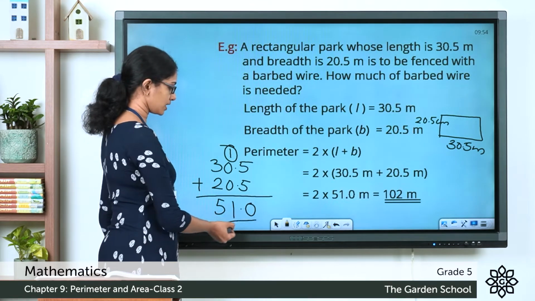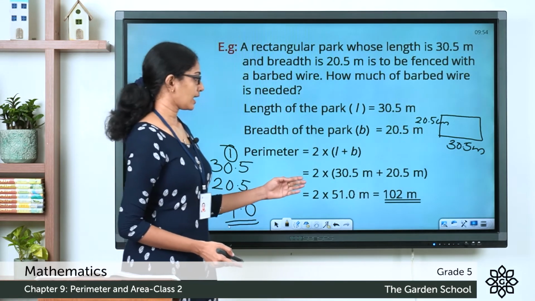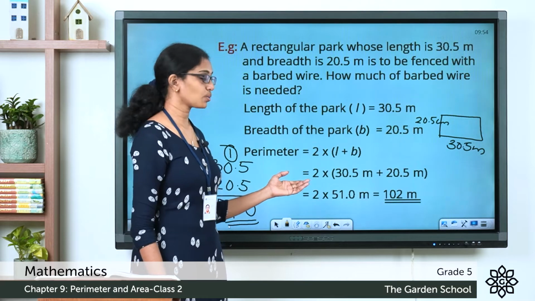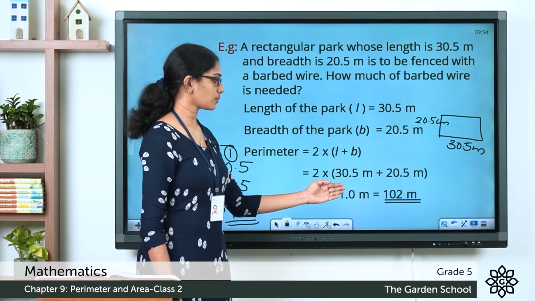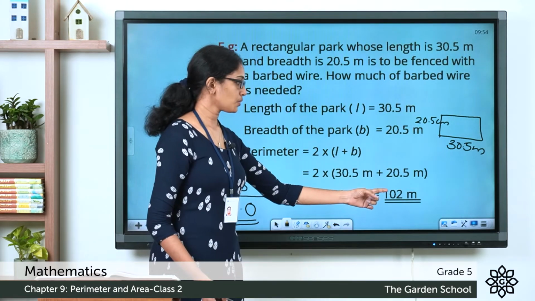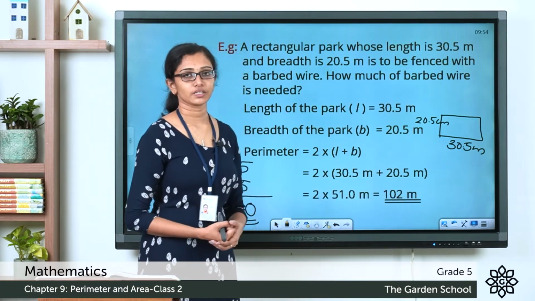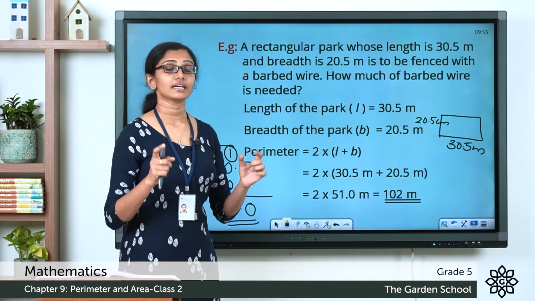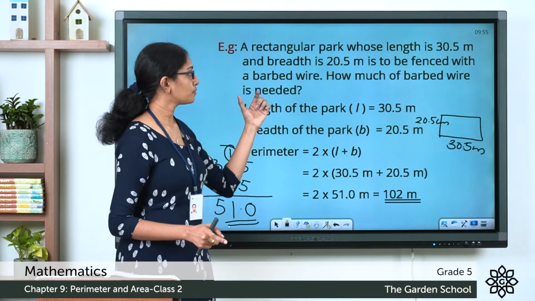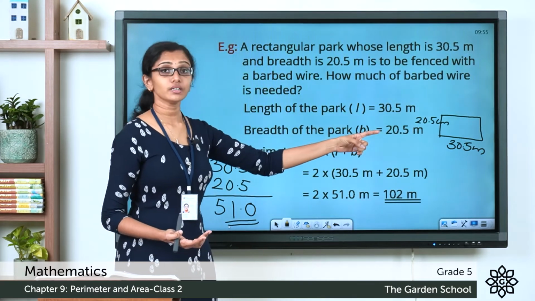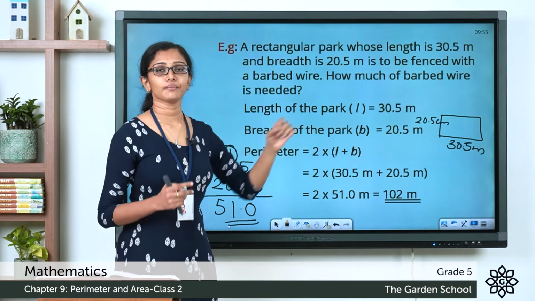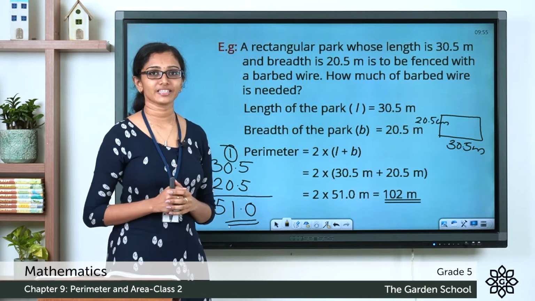So, it is 51.0 and that into 2, or 2 into 51.0. So, the perimeter 2 into 51.0 meter is equal to 102 meters. That is the perimeter, or the length of the barbed wire that you need to buy to make a fence along its boundary. Hope you are clear with these examples.